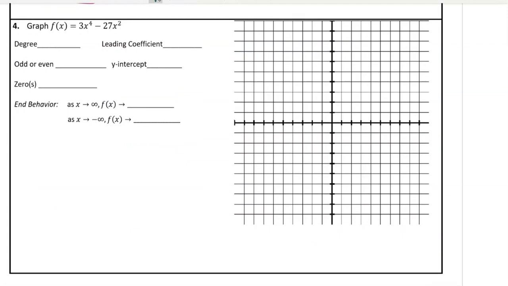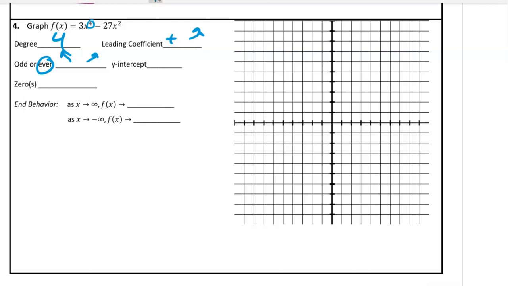All right, what is my degree here? Highest exponent: 4. What is my leading coefficient? Positive or negative? Positive. That means the right hand is going up. So is this graph even or odd? Well, the degree of 4 is an even number. If the right hand is going up, that means the left hand is also going up.